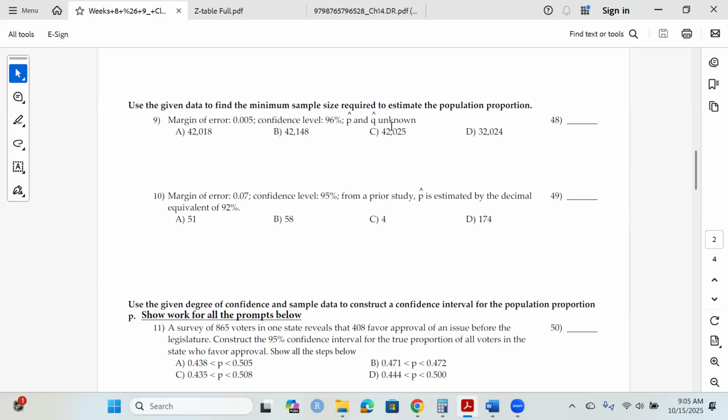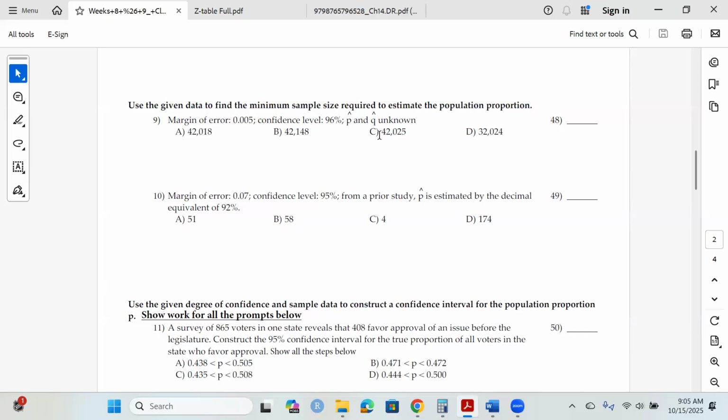It says P and Q are unknown. So P and 1 minus P are unknown. When they're unknown, you usually will put in 0.5, and that's pretty typical. So what we're looking at is 0.505, right? Because this is the estimated proportion, and this is what we're looking for. But one thing that we're missing here is we also need what our power estimate is. Because when we're doing sample size, we need to know, well, what's our estimated power? Generally, it's 0.8.